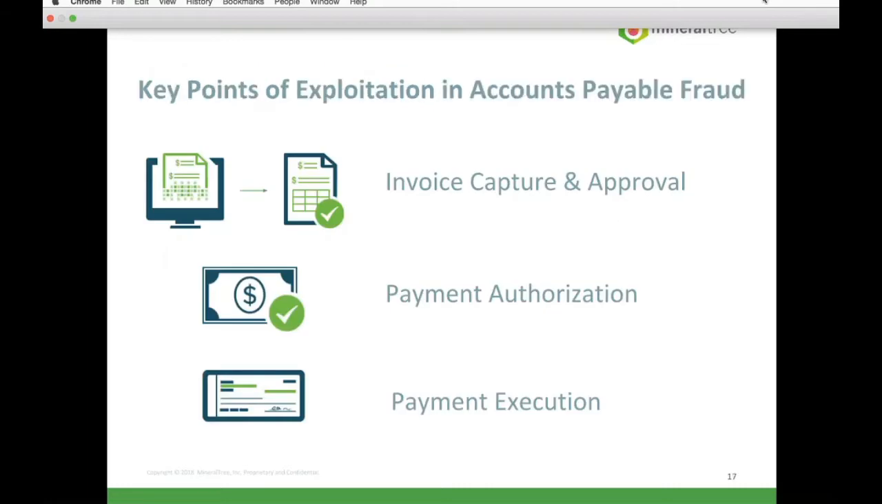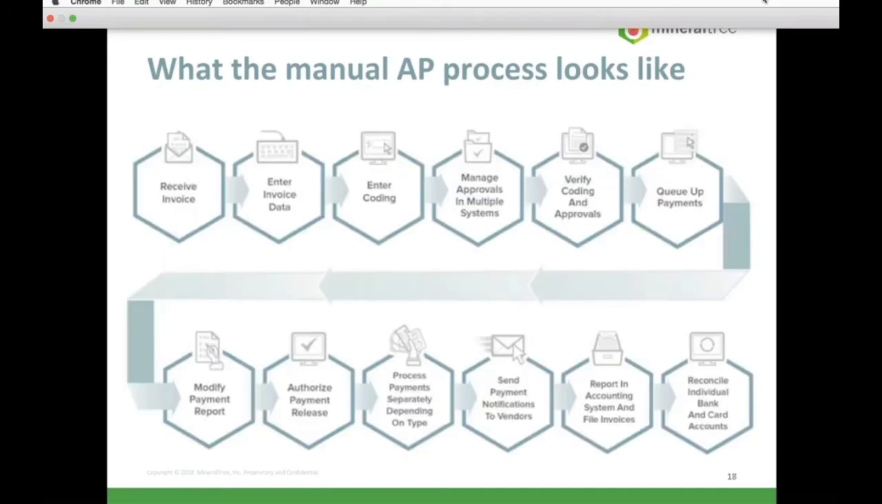So as we talked about, the key points of exploitation in accounts payable fraud. When you think about the accounts payable process, you've got the invoice capturing and the approvals of those invoices. You have the payment authorization and then the actual payment execution. And so as we think about those, what does the manual AP process look like today? There's a lot of steps in that manual AP process. You've got receiving, entering data, coding that data, managing multiple processes to get approvals, verifying, coding, and those approvals, and then queuing up some payments. Then you need to modify multiple potential payment reports. You've got to authorize the release of them and then process those payments, send them, report them, getting them back into your accounting system. All very manual in certain ways, and so there's many steps in here that can expose a company to potential fraud.